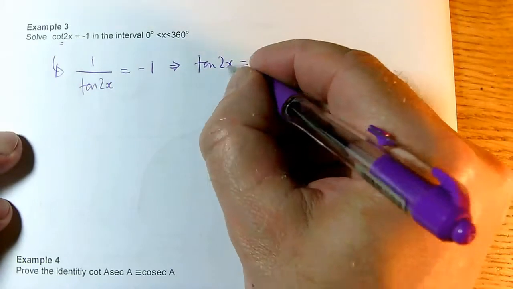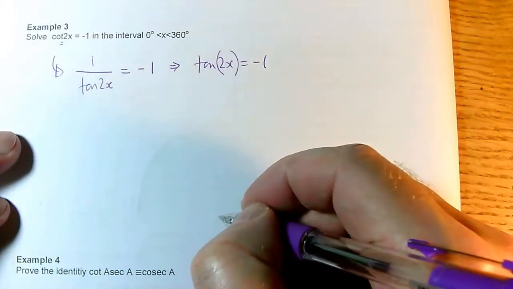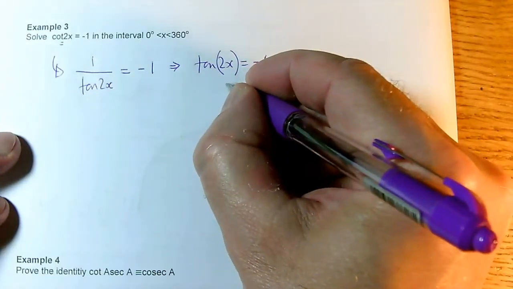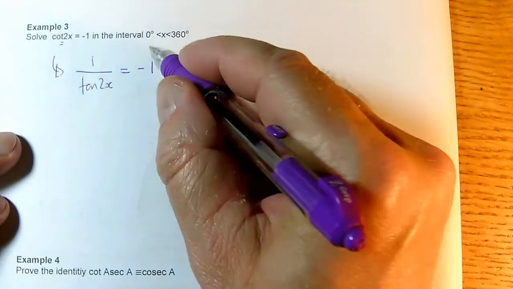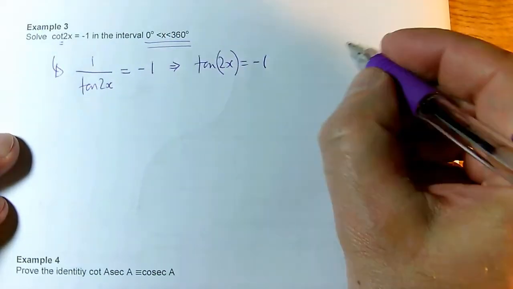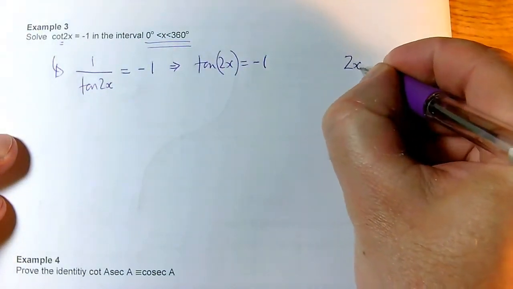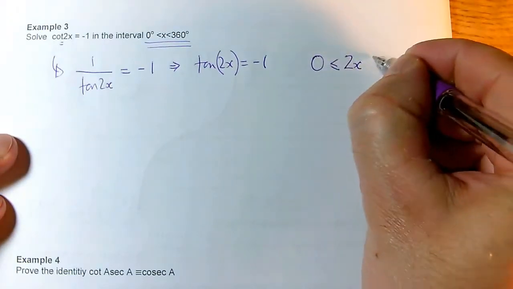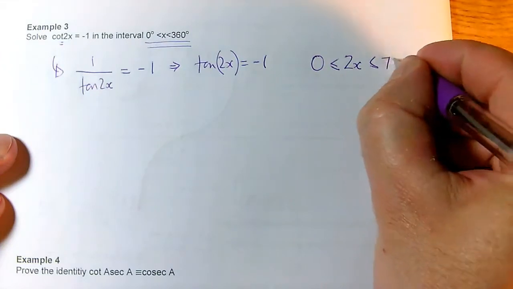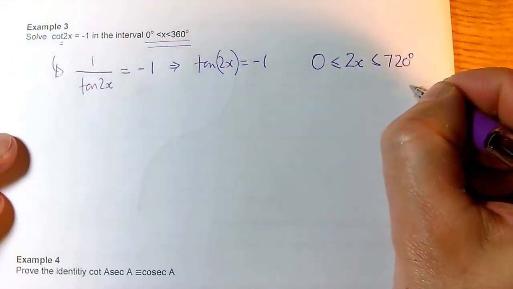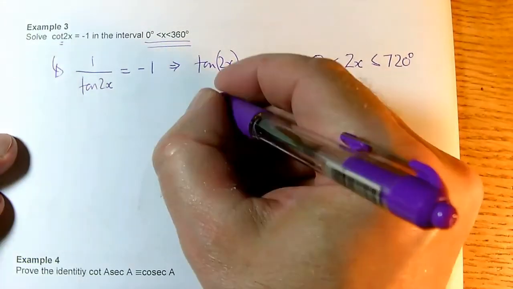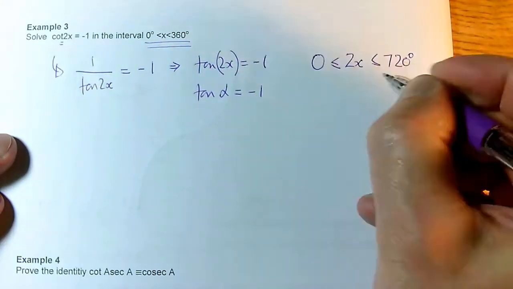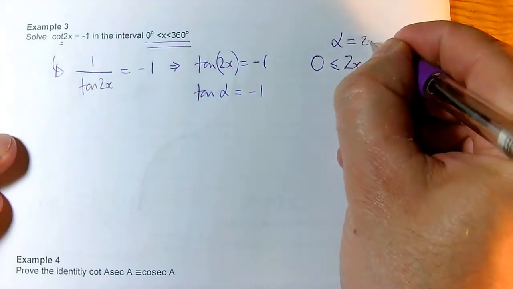Now I like, when I've got something other than x inside the trig function, to call it a name, so we could call it alpha. We definitely need to set up the range of values for 2x. So if x is between 0 and 360 degrees, then 2x is going to be between 0 and, I'm doubling everything, so this will be 720 degrees. I need to do this to make sure I get the correct solutions. So I'm solving tan of alpha equals minus 1, because I'm letting alpha equal this 2x.